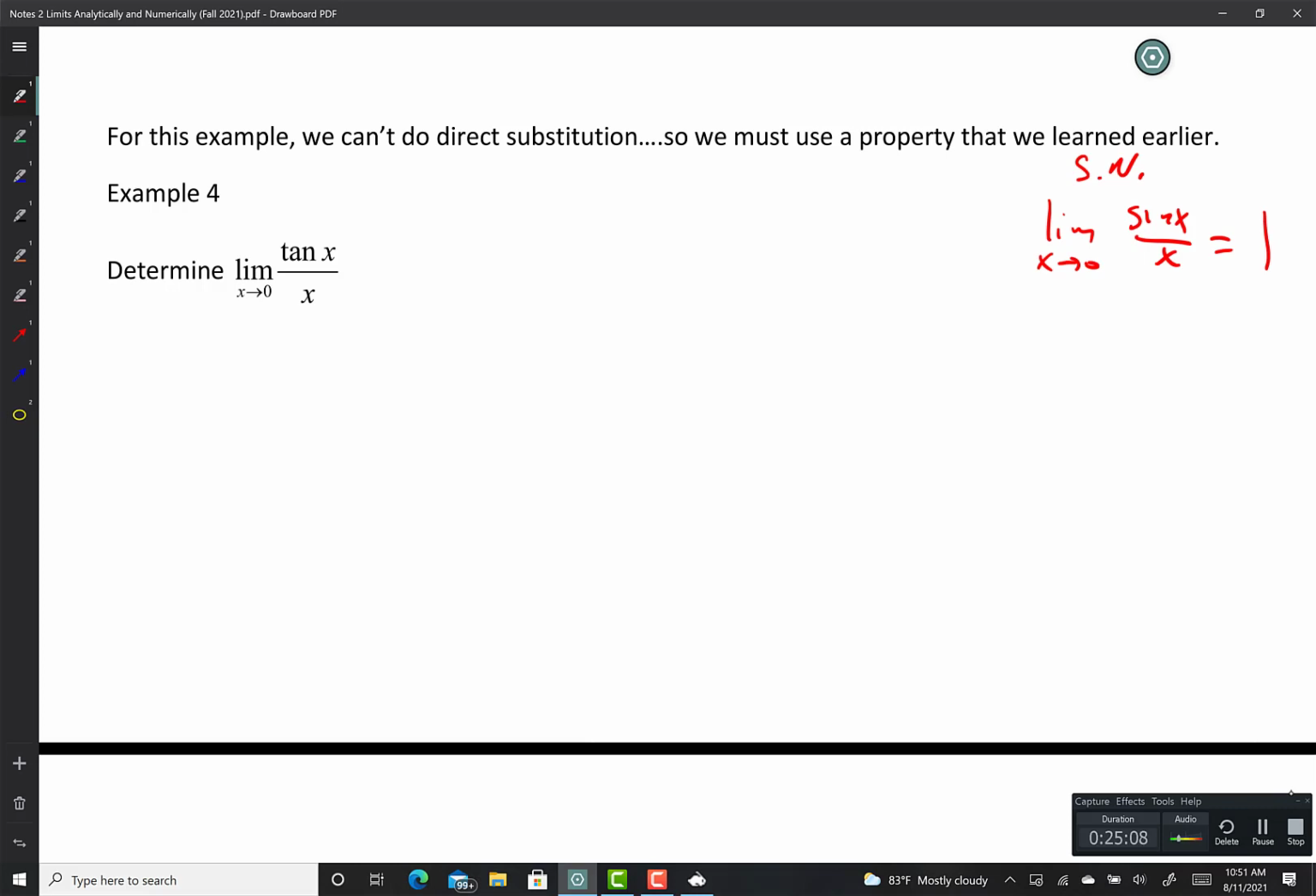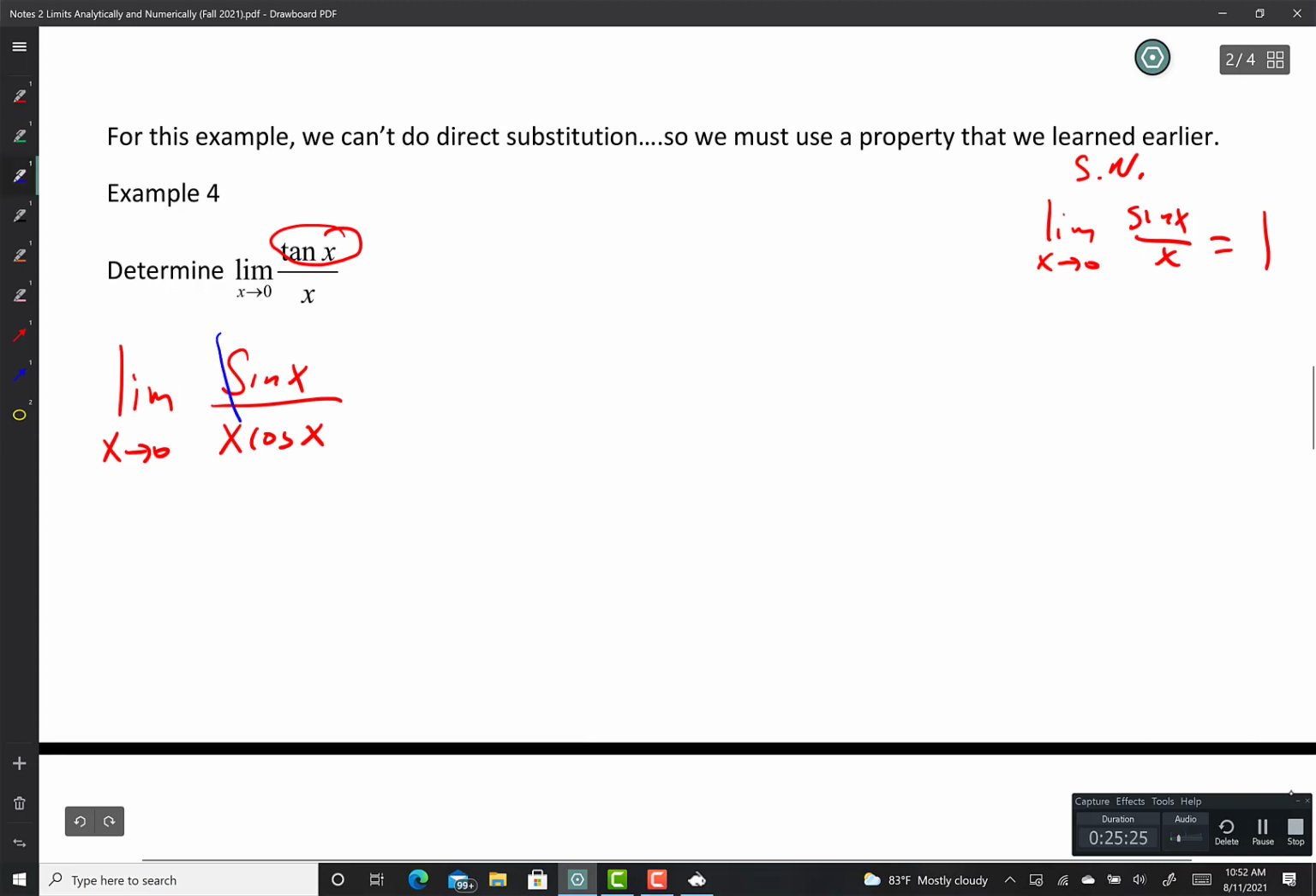So what we want to do is somehow get this to look like sine x over x. So limit as x approaches 0. And tan is the same thing as what over what? Perfect. Sine x over cosine x. This in blue that I'm circling is your tan x. Do you guys see that?